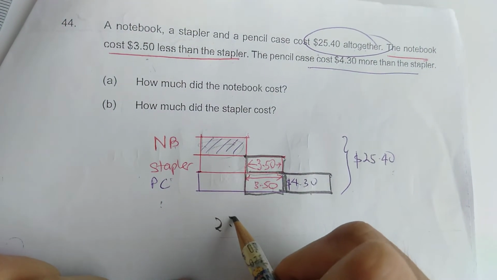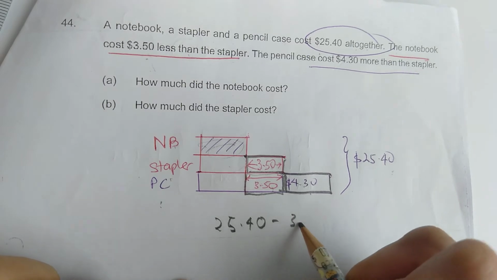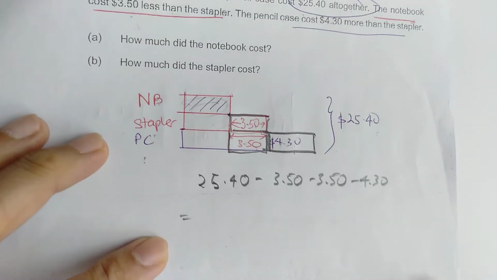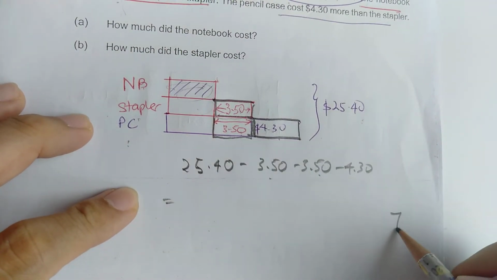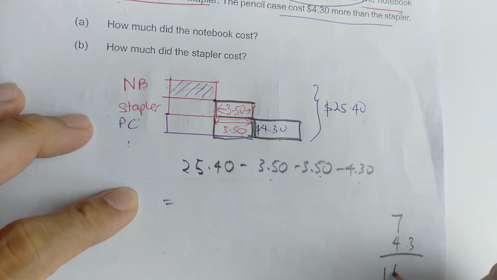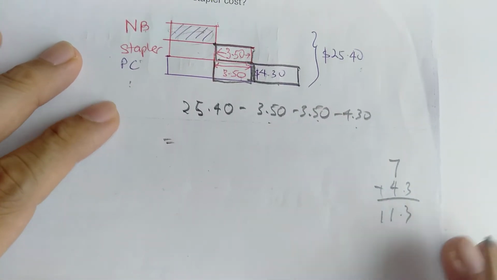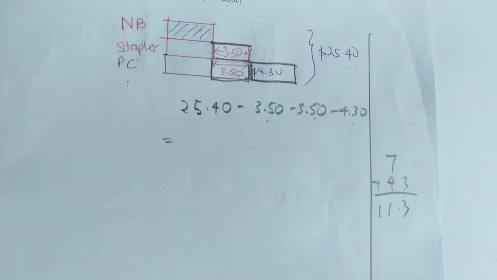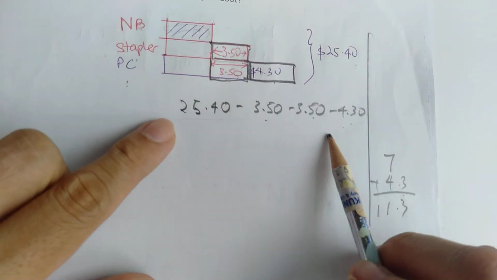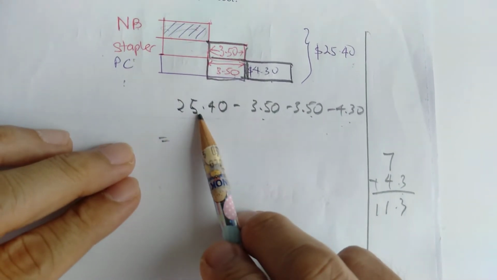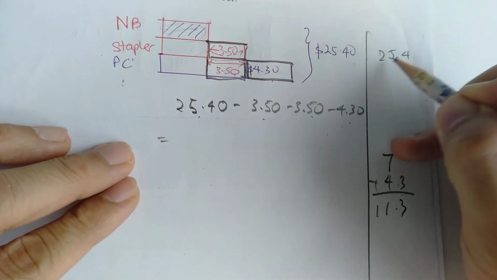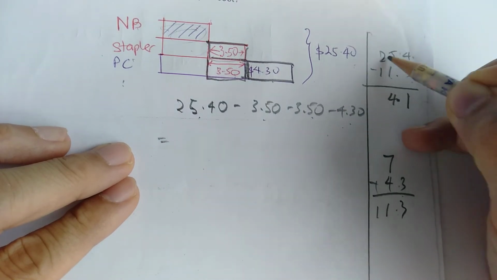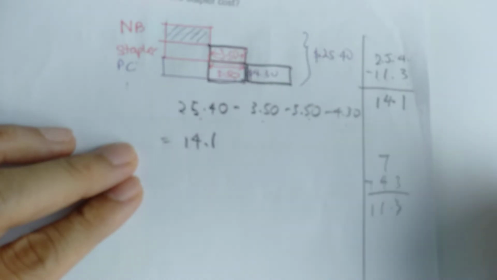So 2540 minus 350 minus 350 minus 430. Okay, let me do my sums here. This plus is 7. 7 plus 430 is 1130. I always do my rough working at one side. If you want to be super neat, you can just draw a line down, so teacher won't get confused between your rough working and your nicely presented working. Now use my 2540 minus this. So 2540 minus 1130. 4 minus 3, 1 decimal. 5 minus 1, 4. So it's 14.1.